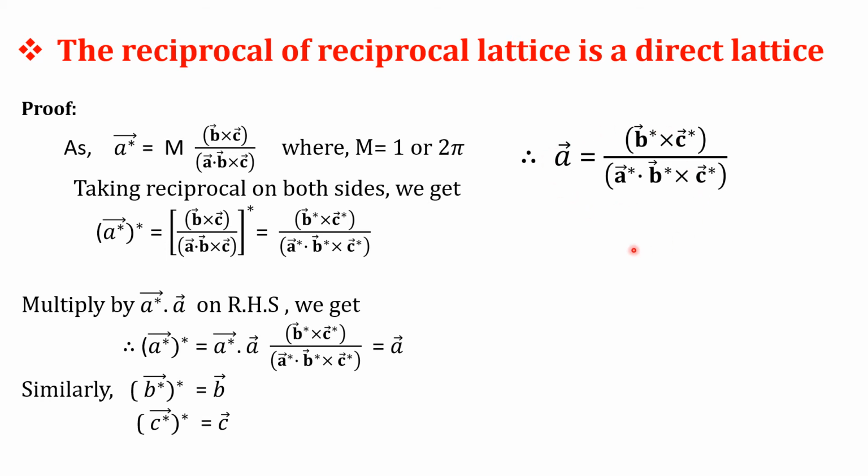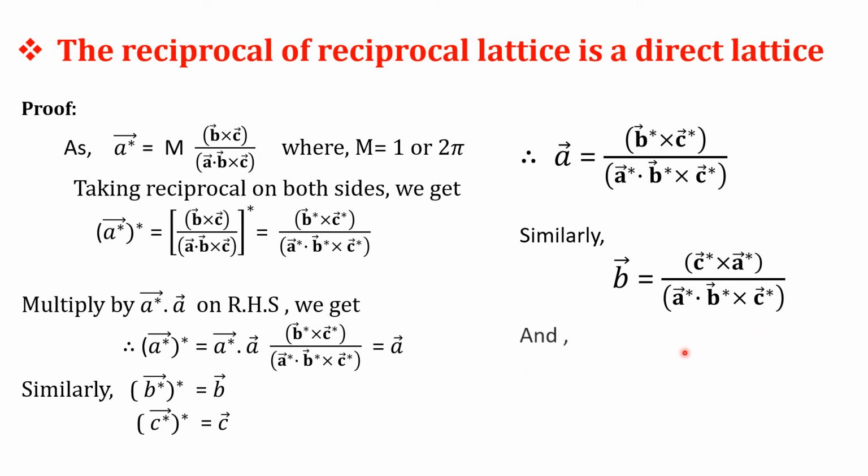That also proves the relation between direct lattice vectors and reciprocal lattice vectors. Similarly, vector B equal to vector C star cross vector A star divided by vector A star dot vector B star cross vector C star, and vector C equal to vector A star cross vector B star divided by vector A star dot vector B star cross vector C star.